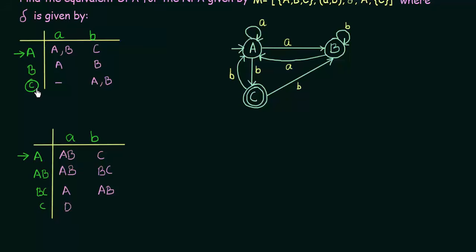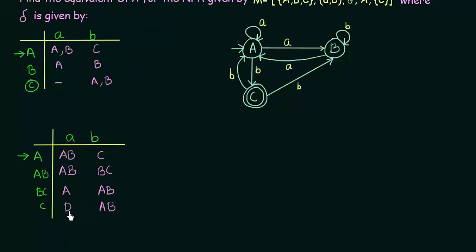Okay, and C on getting input B, where does it go? It goes to both A and B. So I cannot send it to both A and B. I have to combine AB and make a new state called AB. So we have already made that new state AB here. So I'll send it to AB. Okay, and now is it complete? It is not complete. Why?